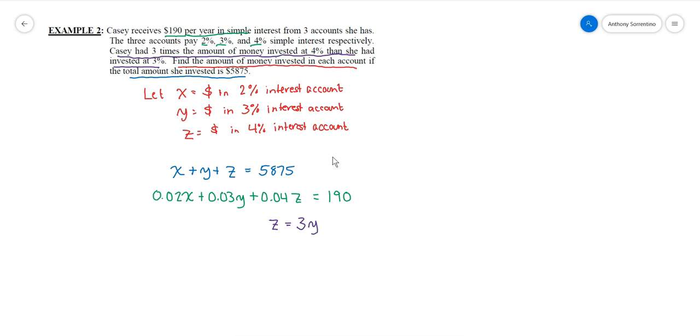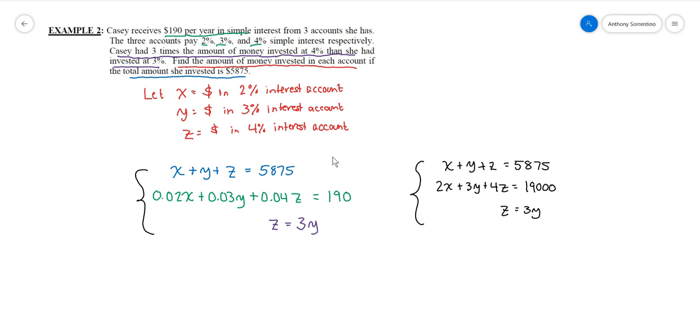There's my system. And to rewrite them, because maybe I don't like having the decimals so much in the second equation, I can multiply the entire equation by 100 and get 2x plus 3y plus 4z equals 190 with 2 more zeros, so 19,000. I just multiplied both sides by 100. And z equals 3y. So there's my system of equations for this.